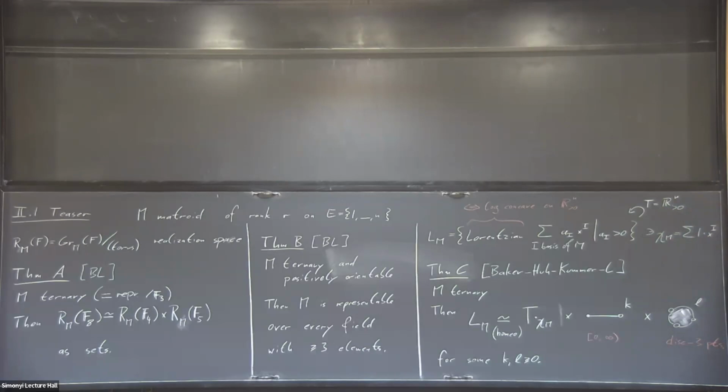Okay, yeah. The Lorentzian polynomials always contain a particular vector, which I call chi_M, which is the generating function. So all coefficients are 1, I mean, whenever I is a basis.